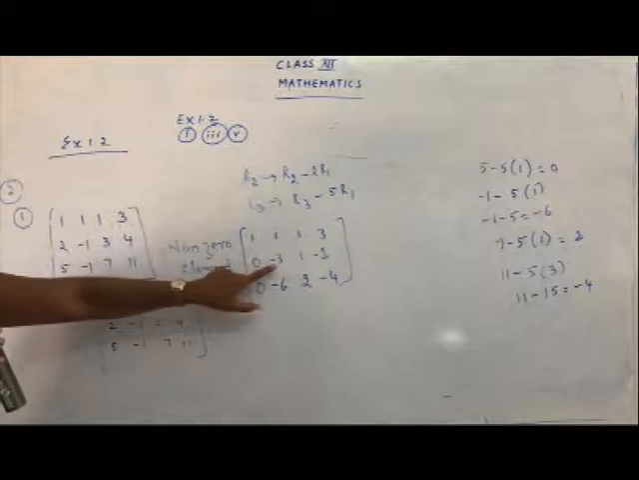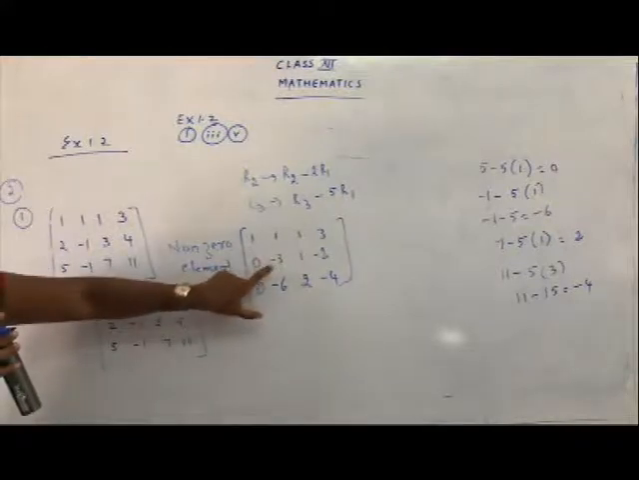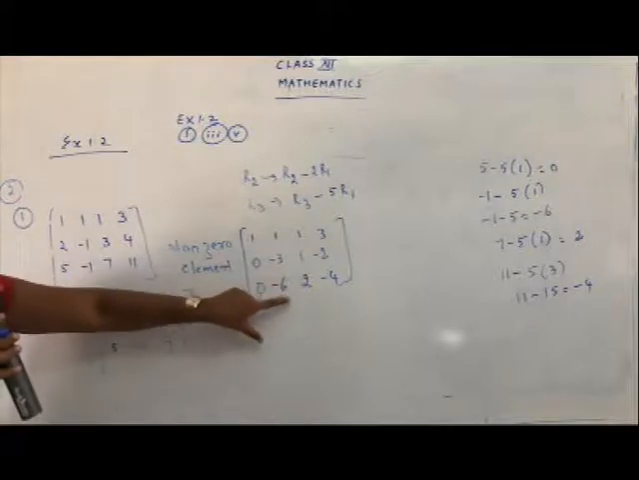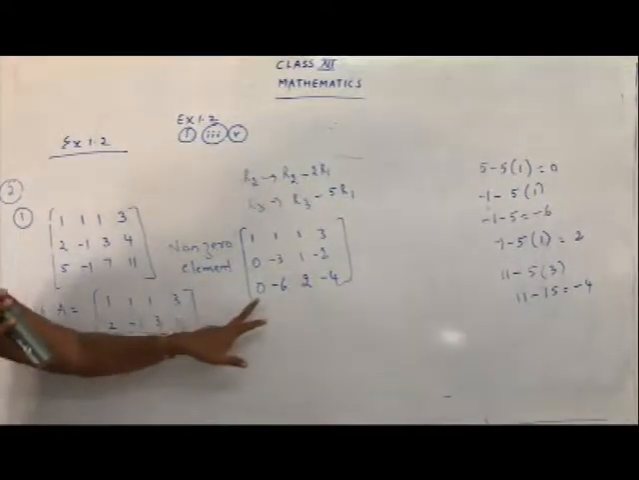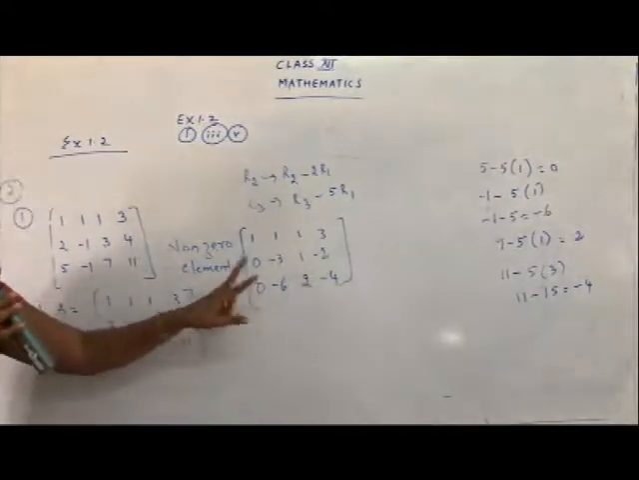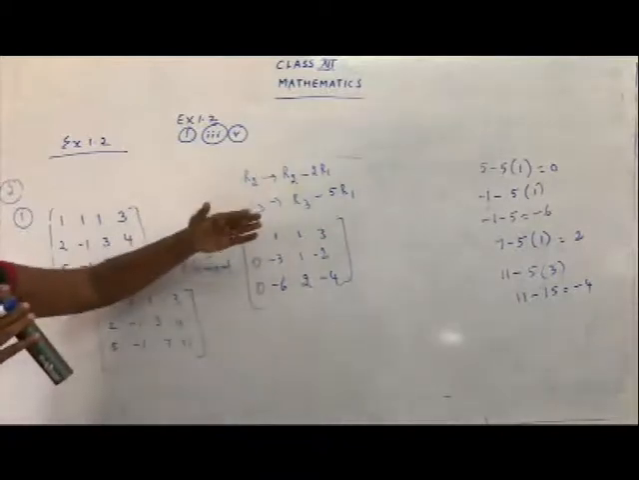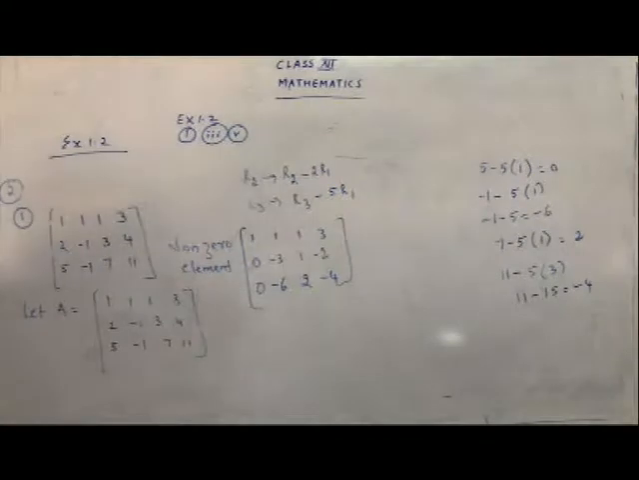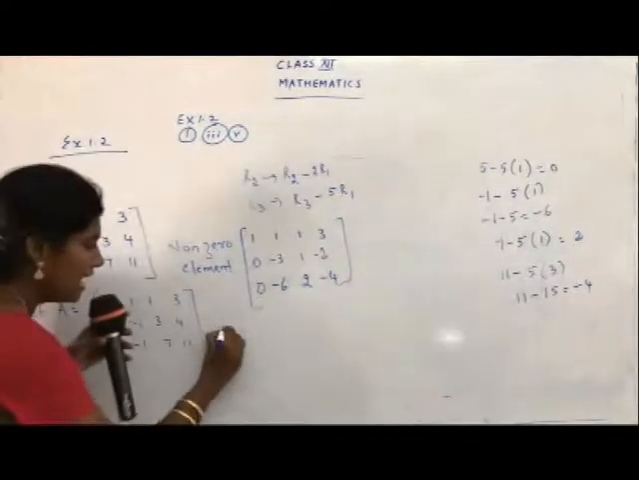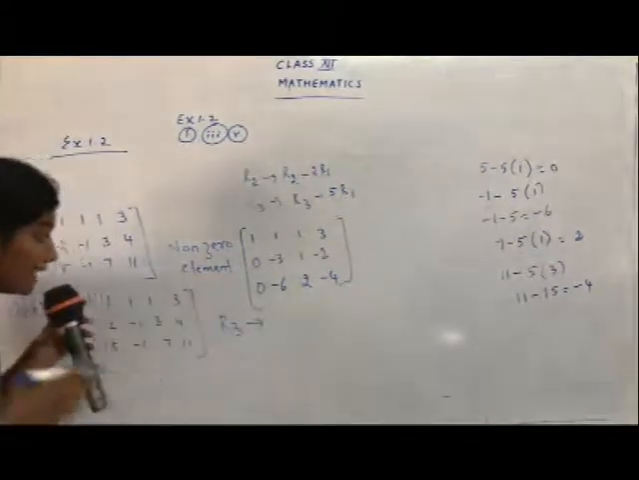Now similarly, what is the non-zero element? That is minus 3 here. So we are going to make this minus 6 as 0. Let's see how to convert the third row. Now we have to change the third row. You are not going to touch the second row. Leave the first row and the second row and focus on the third row. R3 is going to change, but I don't know how.